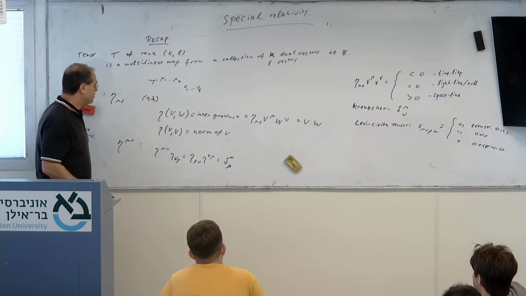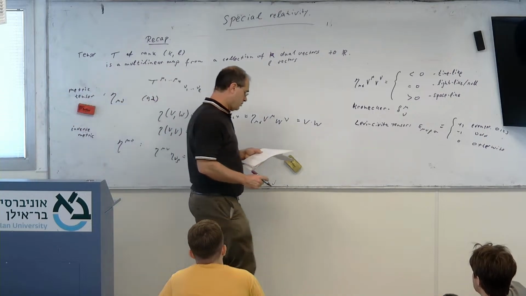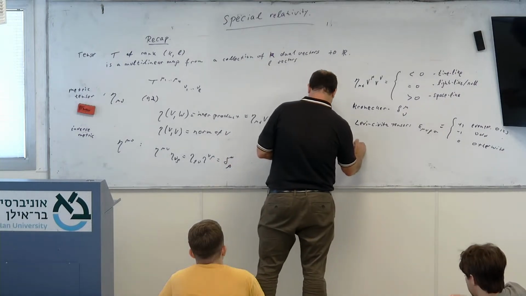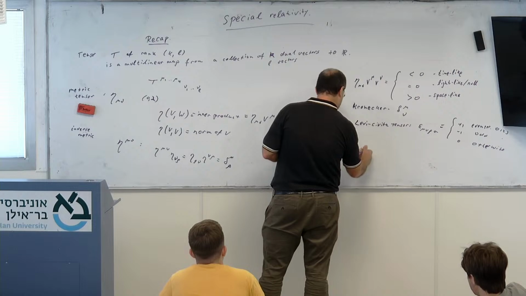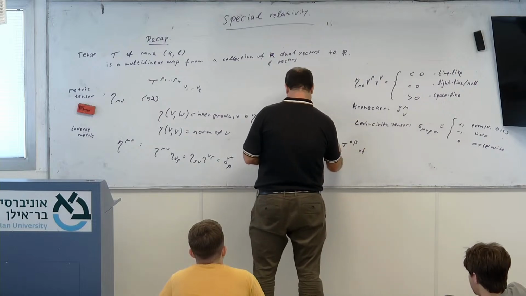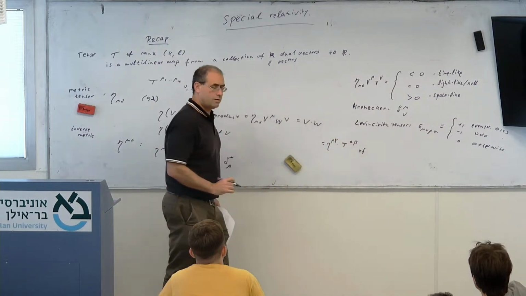Then we say, okay, we can use the metric and the inverse to raise and lower indices. So I can write down T alpha beta gamma delta times eta mu gamma is equal to what?